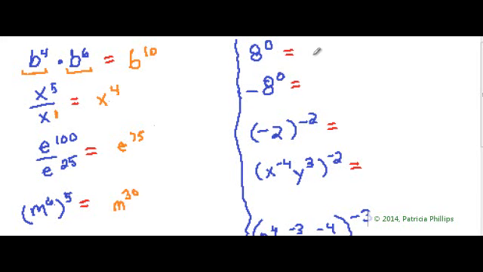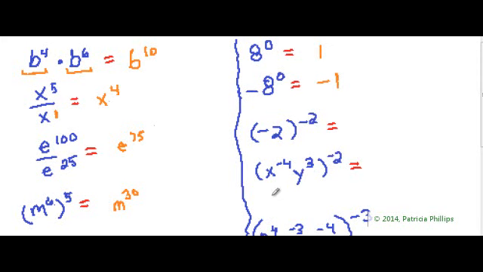8 to the power of 0 is going to be 1. And this is anything raised to the power of 0. Okay, and below it we have a negative sign in front, so we will raise the power and then apply the negative sign afterwards, and we have a negative 1.